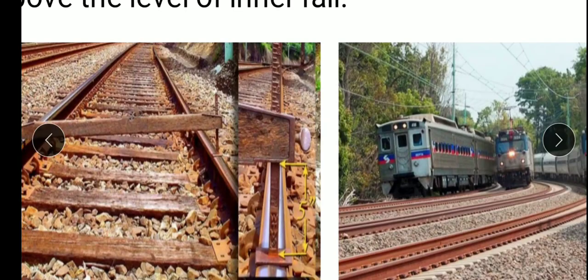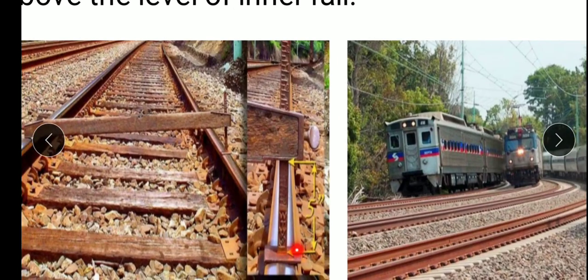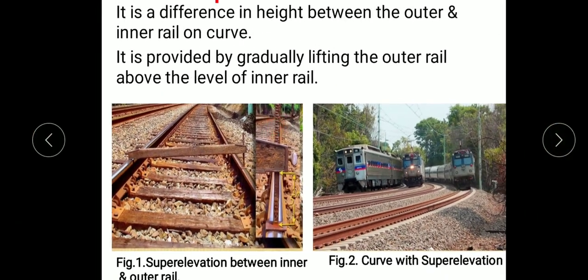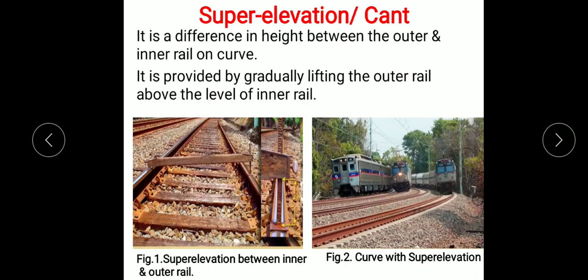Here you can see this difference is near about 5 inches. So it is provided by gradually lifting the outer rail above the level of the inner rail. So this is the outer rail which is lifted above the level of the inner rail. Here you can see these are the curves with super elevation. Figure number 2 shows the curves with super elevation.